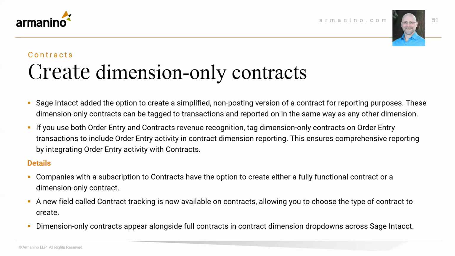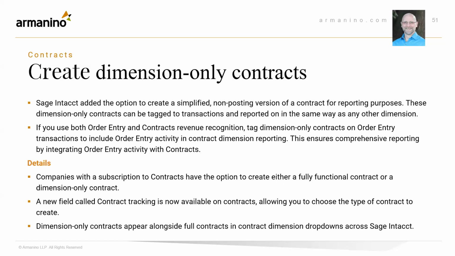It's not going to have a billing template associated with it. It's not going to have a RevRec template associated with it. It's basically in case you just want to tag other transactions against that and do reporting only against that. I don't know, kind of a non-contract contract, if you will. So companies with a subscription to contracts have the option to create either a fully functioning contract or what I just explained is a dimension-only contract.